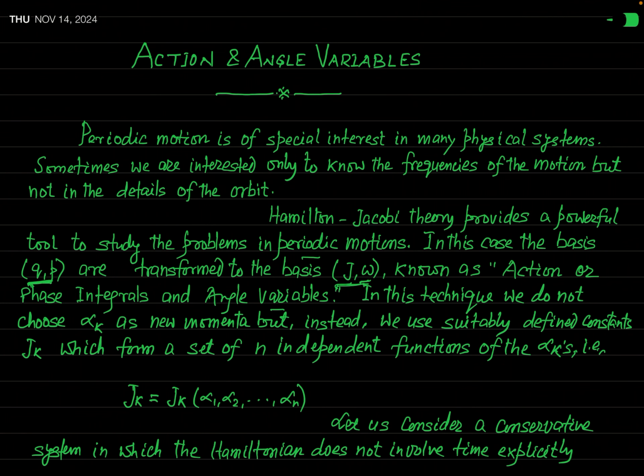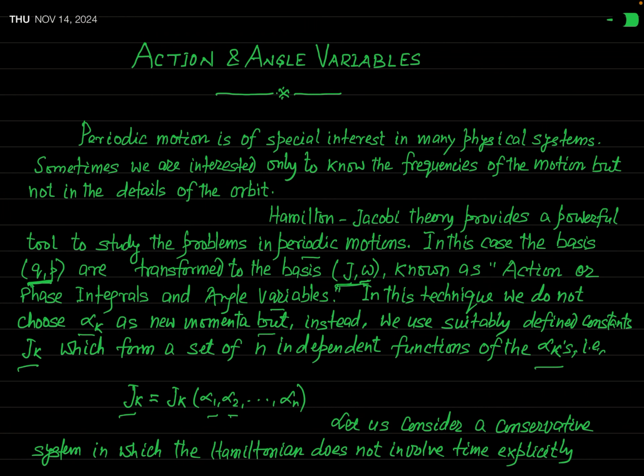In fact, when you studied the HJ theory, we saw that we choose alpha k as new momenta. Okay. But in this technique, we do not choose alpha k as new momenta. Instead of this alpha k, here we use suitably defined constants J k, which form a set of n independent functions of alpha k. It means this J k is defined as a quantity which is a function of alpha 1, alpha 2, and so on, alpha n. Okay.